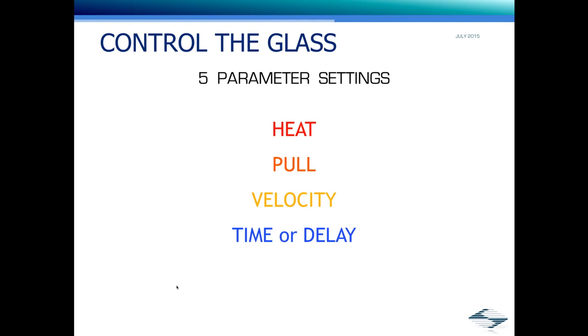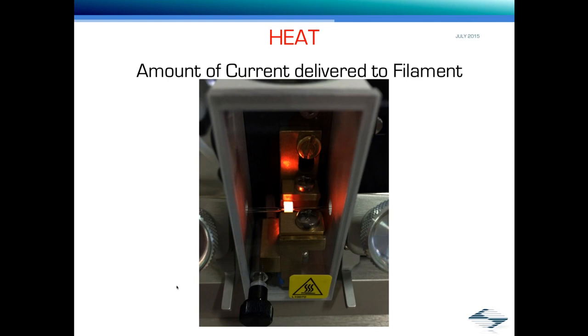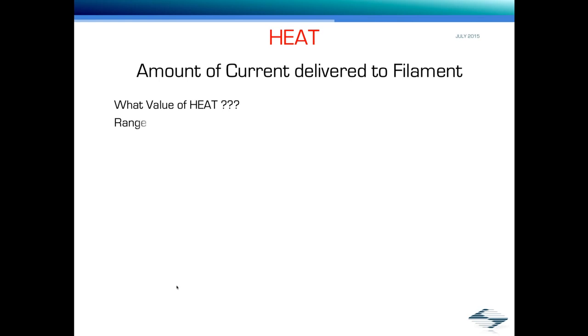There are various parameter settings here to control how the glass is pulled on your puller. There's 5 parameter settings: heat, pull, velocity, time delay, and pressure. So let's first go through these parameter settings so we all understand what they do. The heat is the amount of current delivered to the filament. It's not the temperature of the jaws or temperature of the filament. It's the amount of current you're providing. And there's a picture there of the filament being heated up, melting the glass.